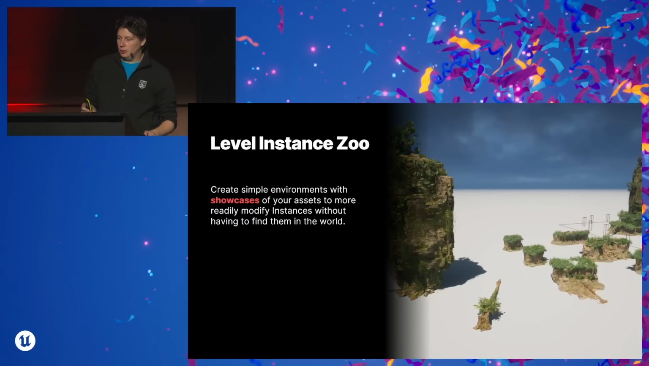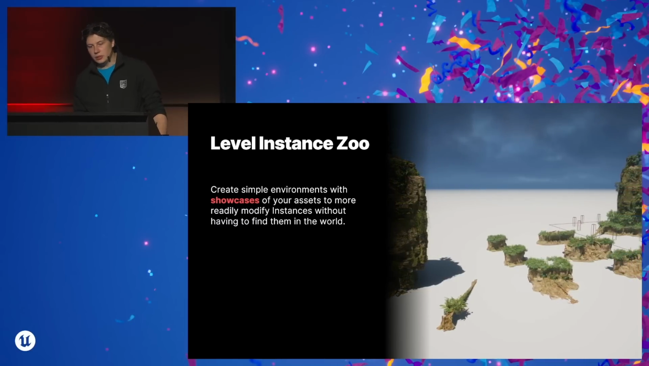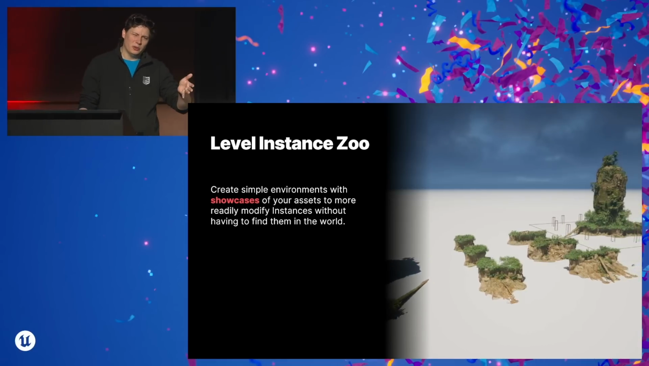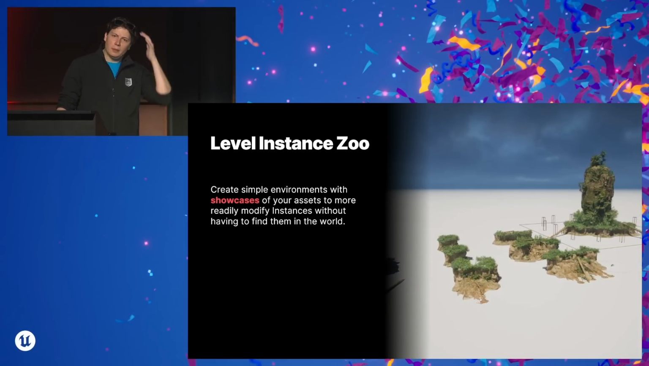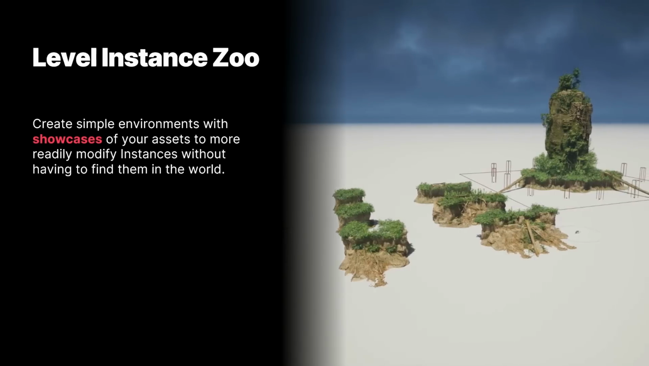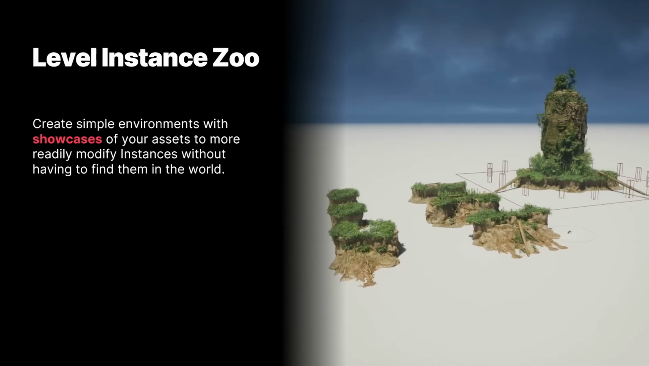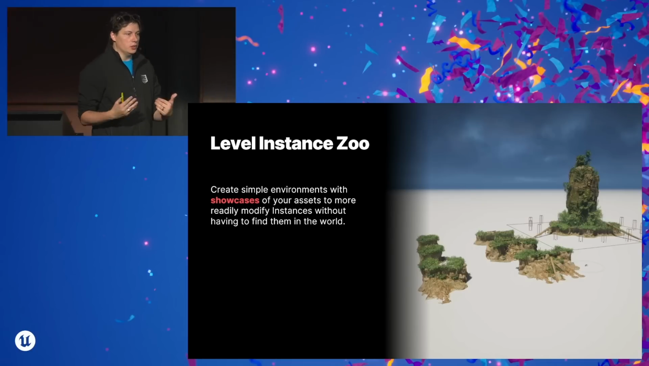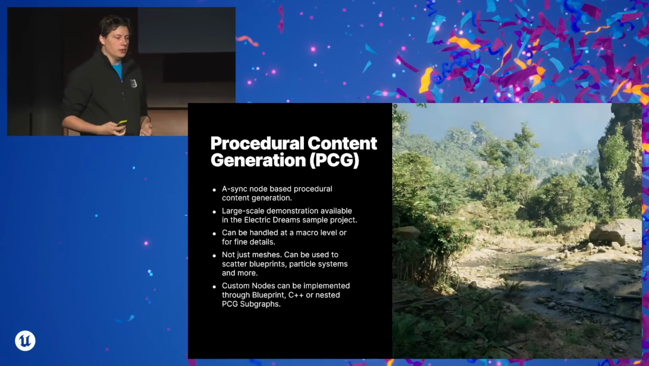The last point that I'm going to bring up on level instances is just level instance zoo. This isn't a feature, but it's just a workflow thing I want to flag. If you're making a bunch of level instances and you start going down that pathway, it's not a bad idea to have just one level with all of those things in there. It becomes much easier to visualize what's going on and browse through.